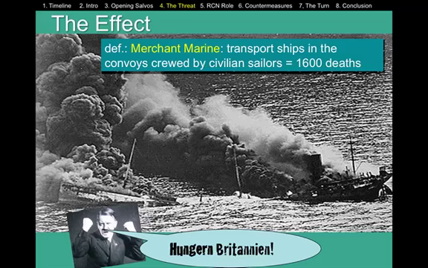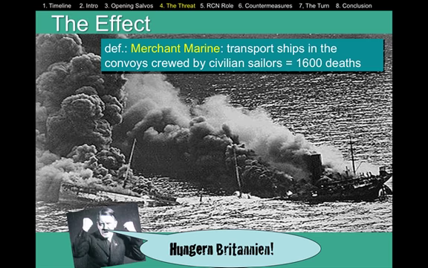Now, what is the effect of torpedoes? Well, obviously, they're able to sink ships. Now, the sailors that they were sinking were members of what was called the Merchant Marine. These are civilian sailors. If you ask me, a much tougher job than the Royal Canadian Navy sailors. Of course, they're fighting on ships that are, for the most part, unarmed.